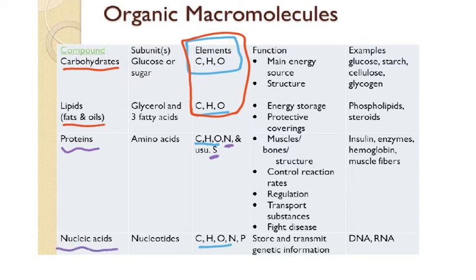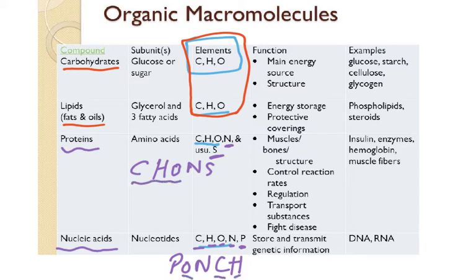Now in nucleic acids, there is again carbon, hydrogen, oxygen, nitrogen, but now there is also phosphorus or phosphate. So nucleic acids will have CHONP, and proteins will have CHONS. This is what we have got to remember, but carbon, hydrogen, oxygen are present in all 4 of the macromolecules. So these are the organic macromolecules.